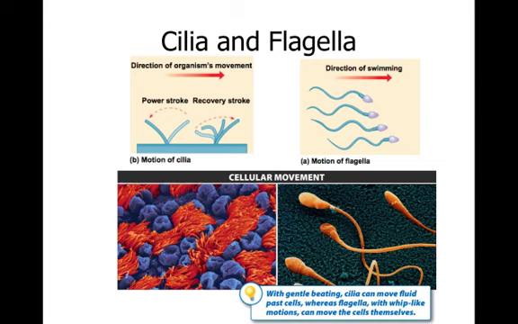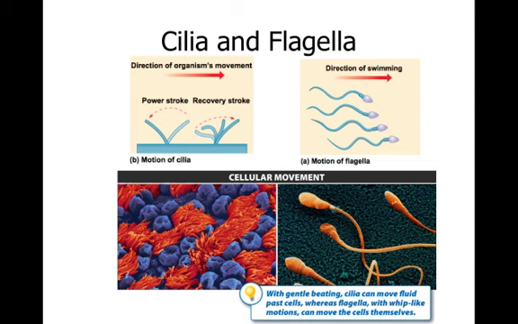You can see in the upper right-hand corner that the direction of swimming is to where the heads are at the front, and then they're able to spin those tails around very quickly to move the entire cell. Whereas flagella, with whip-like motions, can move the cells themselves, rather than moving something across the surface. So in humans, cilia do not move cells. They move stuff across cells. In humans, flagella move the individual cells, not things across them.